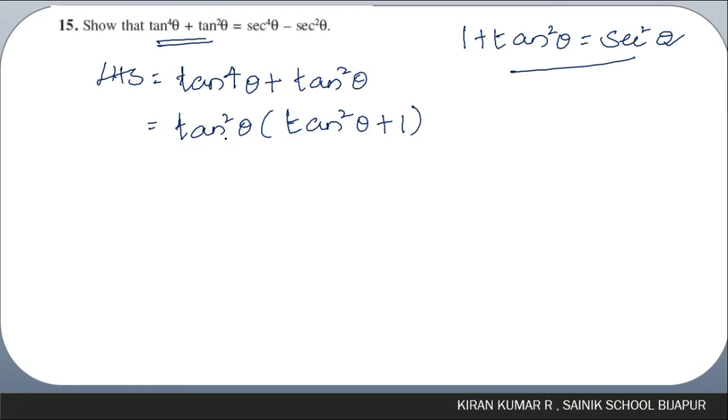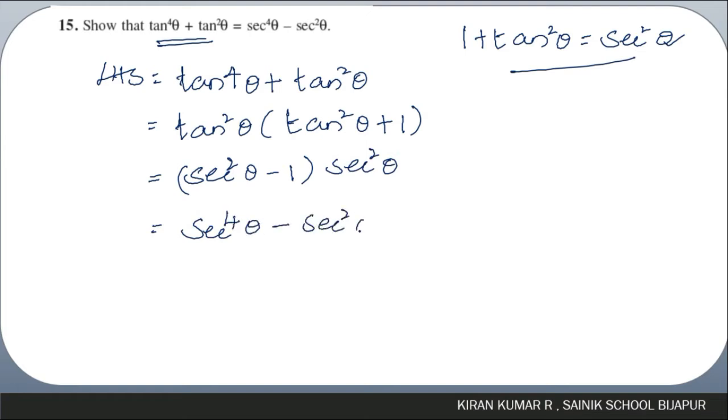Here, this tan square, I'll write it as secant square theta minus 1. And this 1 plus tan square theta is secant square theta. Now you multiply, we get secant raised to the power 4 theta minus secant square theta, which is nothing but the right hand side. Hence we have proved since LHS and RHS are equal.